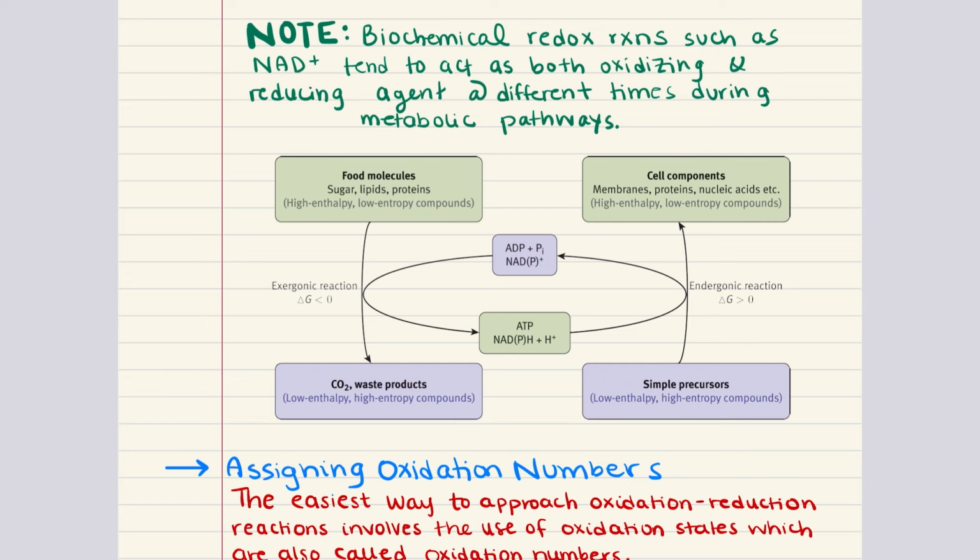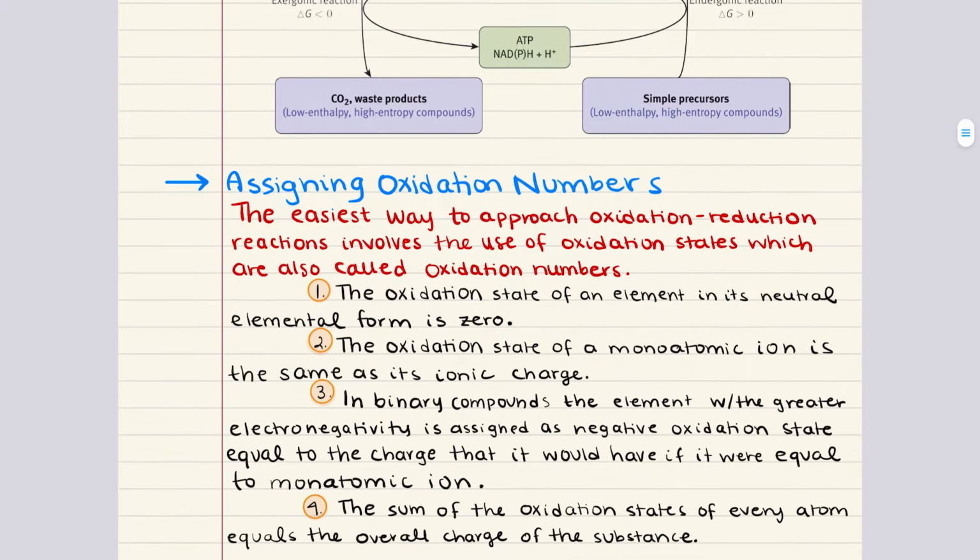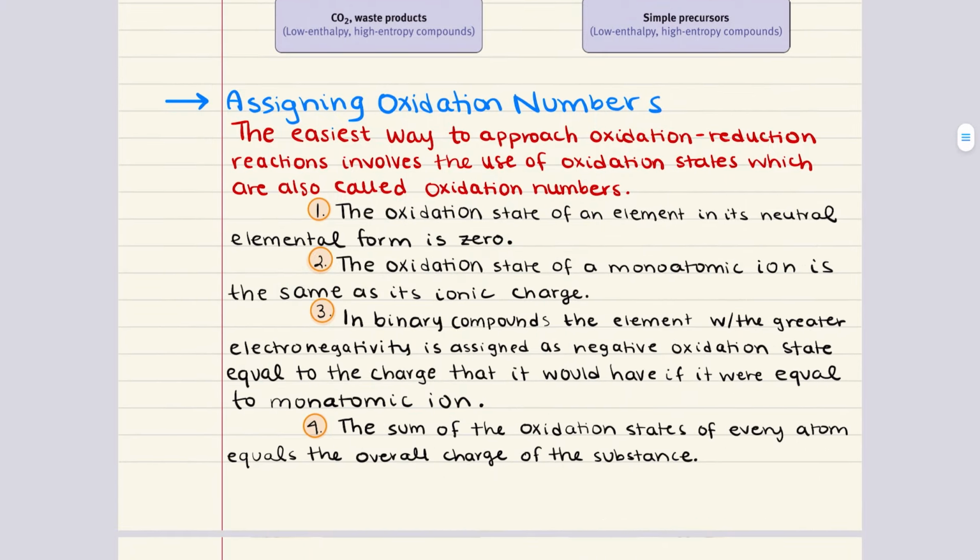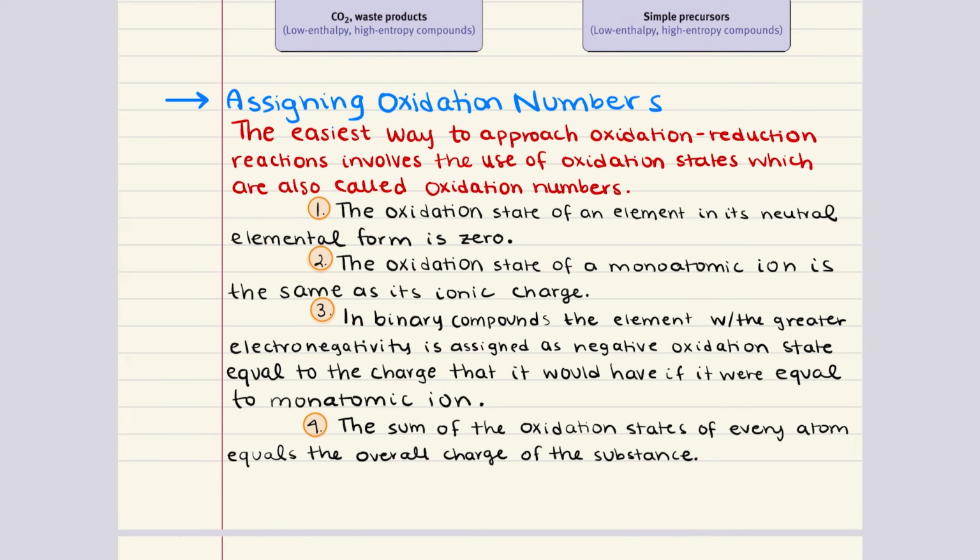Now, the next thing that we want to talk about is oxidation numbers and assigning oxidation numbers. An oxidation state is a bookkeeping technique for keeping track of electrons. It treats all of an atom's bonds as if they were ionic, assigning the electrons in each bond to the more electronegative element. It is important, of course, to know which atom is oxidized and which atom is reduced.